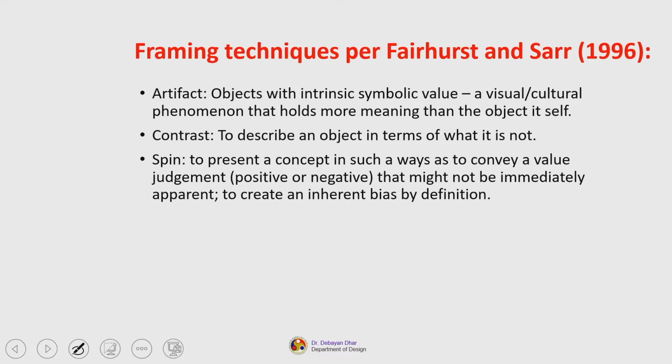Contrast, to describe an object in terms of what it is not. So, this difference in perception happens between what it is and what it is not. That is how the persuasion gets affected. Spin, to present a concept in such a way as to convey a value judgment. It can be positive or negative, but that might not be immediately apparent, and the idea is to create an inherent bias by definition. So, these are some of the factors that designers use as framing techniques.